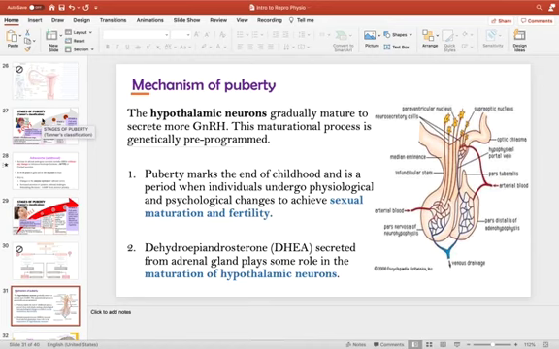Mechanism of puberty: the hypothalamic neurons gradually mature to secrete small amounts of gonadotrophin releasing hormone. And puberty marks the end of childhood and is a period when individuals undergo physiological and psychological changes to achieve sexual maturation and fertility. And DHEA, also secreted from the adrenal gland, plays some role in the maturation of hypothalamic neurons.